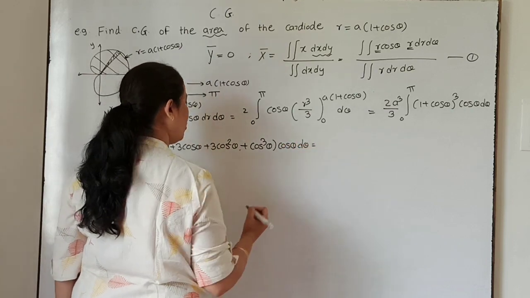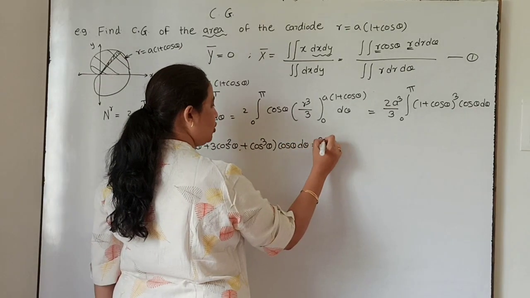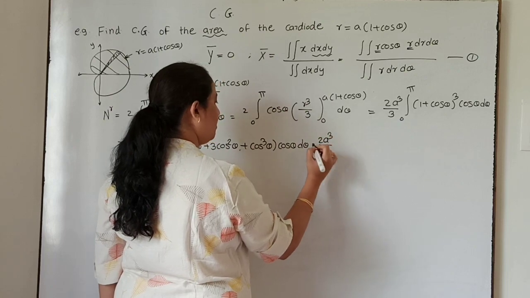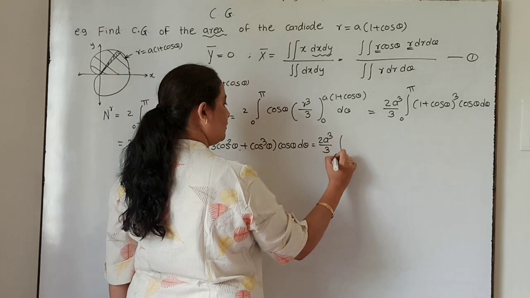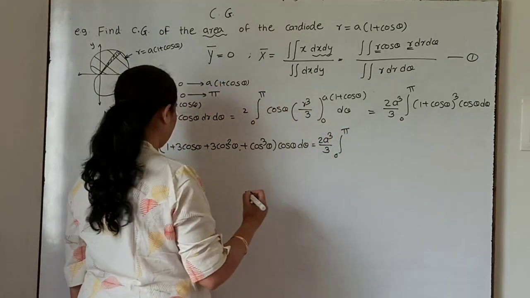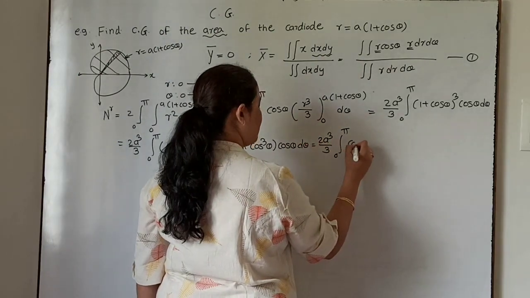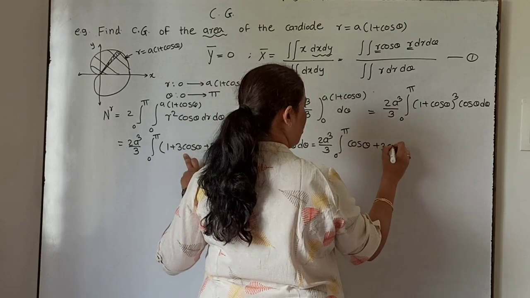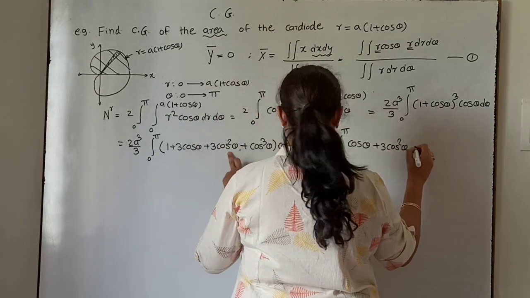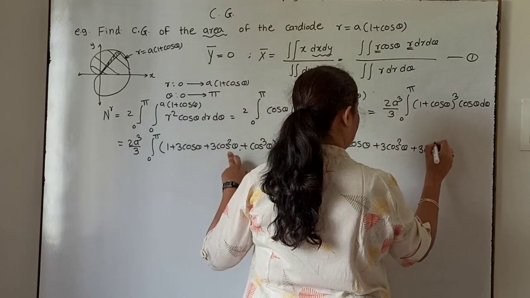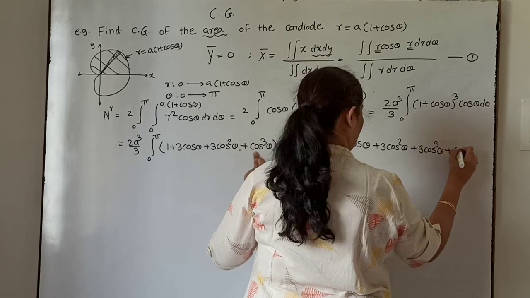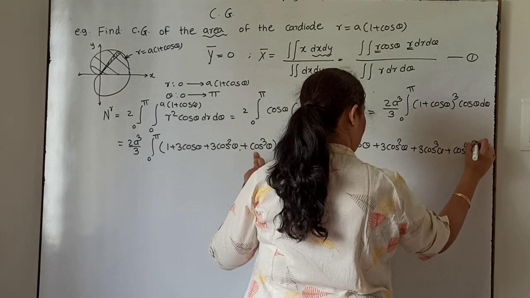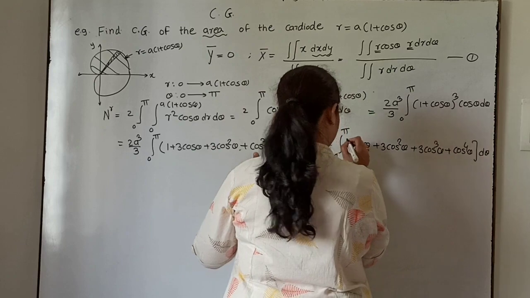If I take this cos theta inside the bracket, you have 2a cube upon 3 integration from 0 to pi, cos theta plus 3 cos square theta plus 3 cos cube theta plus cos raised to 4 theta d theta.